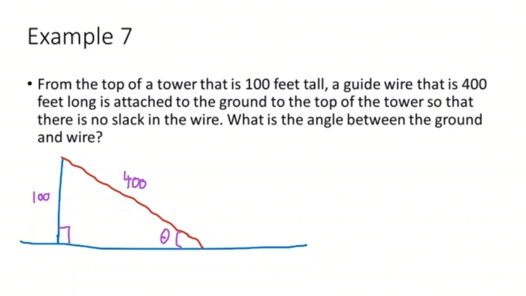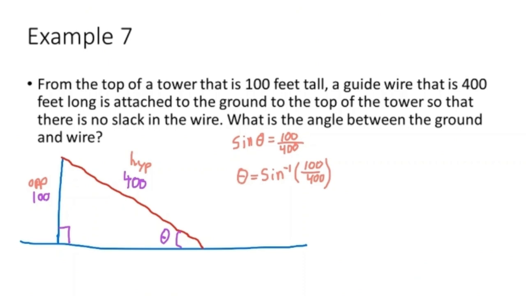Now, just like in the previous problems, we will label our sides. The side of length 400 is the hypotenuse. The side of length 100 is the opposite side. Since we're dealing with the opposite and hypotenuse, then we want to use the sine function to set up our equation. So sine theta equals 100 over 400, which means theta equals sine inverse of 100 over 400.